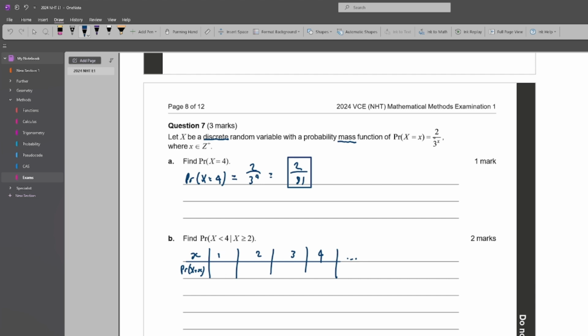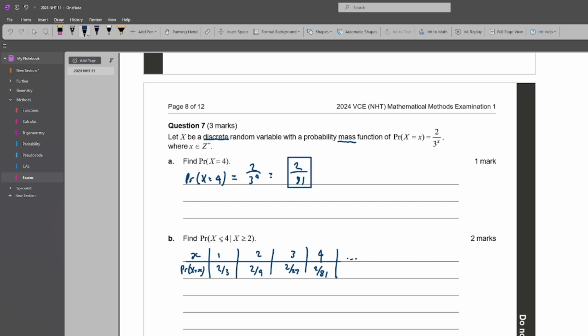So when we sub x equals 1 in, we get 2/3. 2 on 3 squared is 2 ninths. 2 on 27, we've already seen this one is 2 on 81, and so on. And the sum of all of these would be 1.